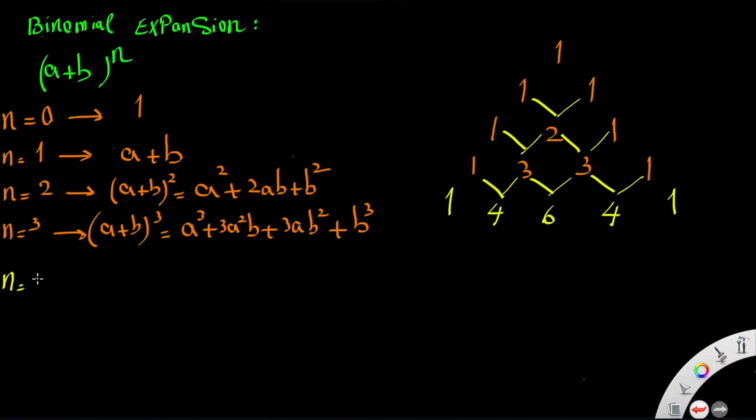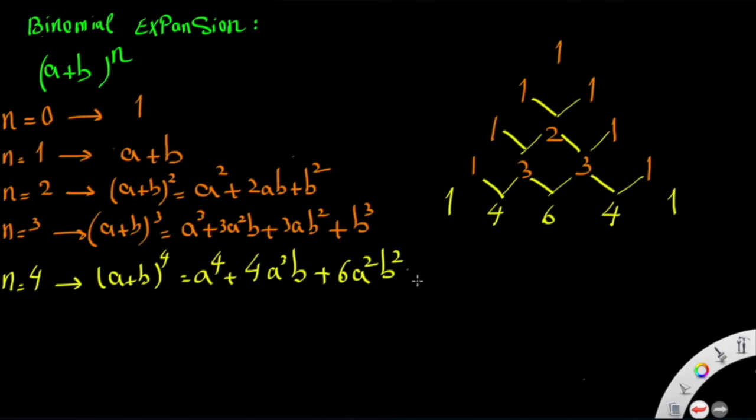Now the expansion for n equal to 4 as the power will be a to the power of 4 plus 4a to the power of 3 b plus 6a to the power of 2 b squared plus 4ab cubed plus b to the power of 4.